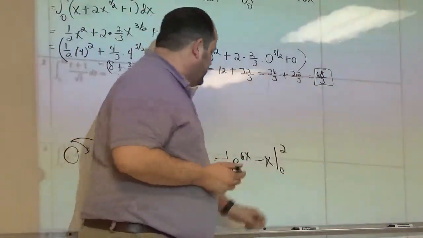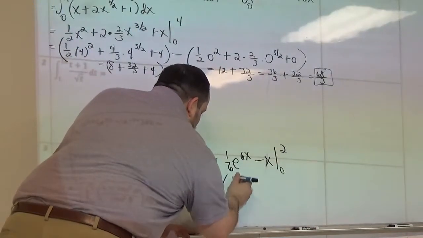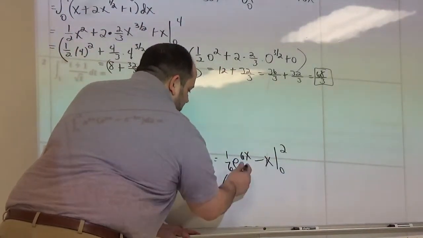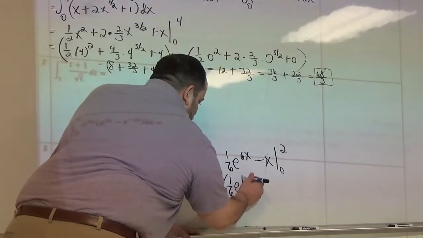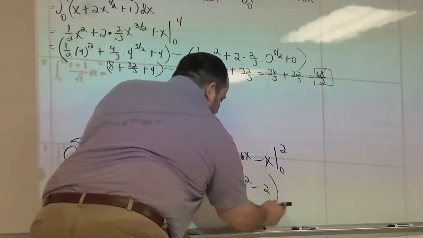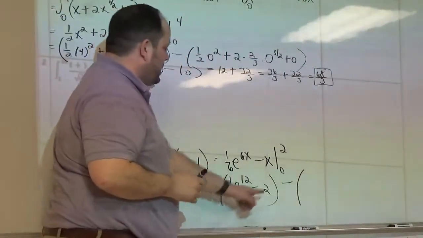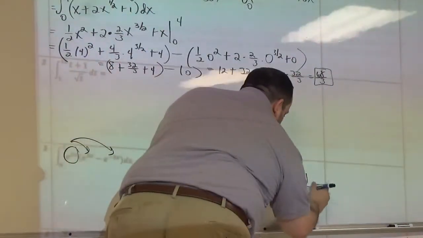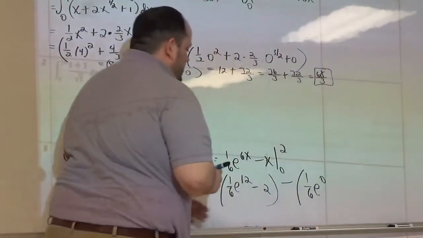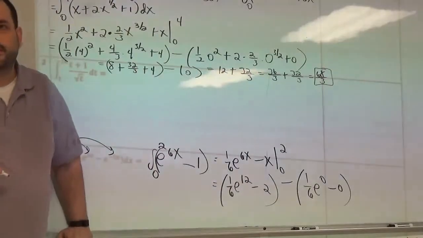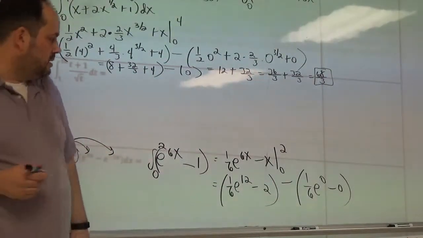You always plug the top one in first. A big mistake that I see a lot of folks making is they're not using parentheses well. If x equals 2, I've got 1/6 e to the 12 minus 2, great, minus, what do I get when I plug in 0? Not 0, no. 1/6 e to the 0 minus 0. Negative 1/6.